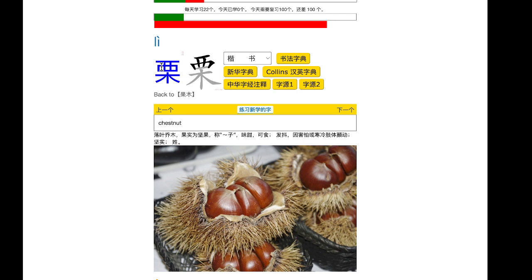Li sounds the same as the last one, looks totally different, means totally different. Li, this li is chestnuts. Li zi is what these are called. You know, chestnuts roasting on an open fire. These guys.